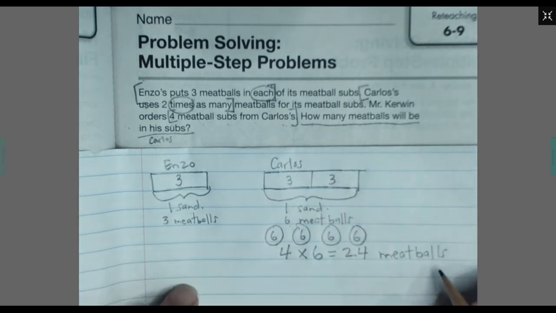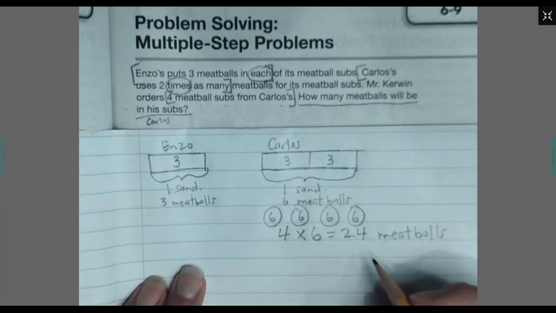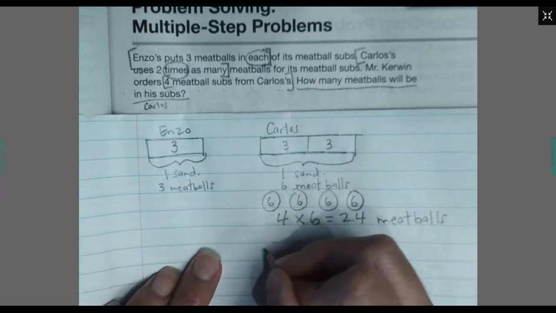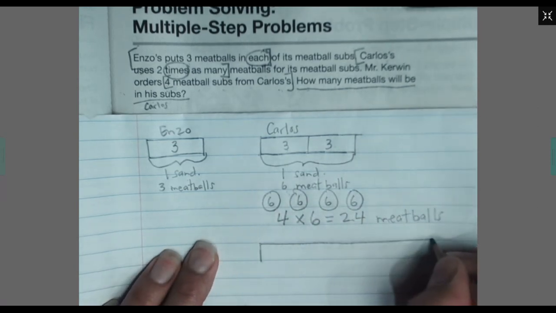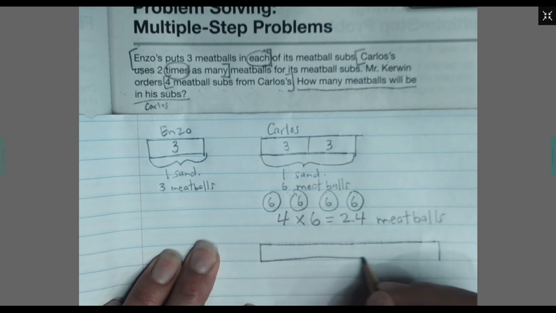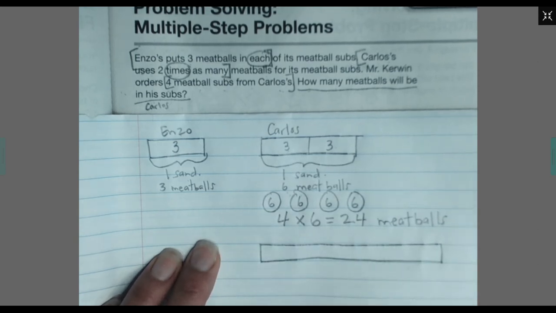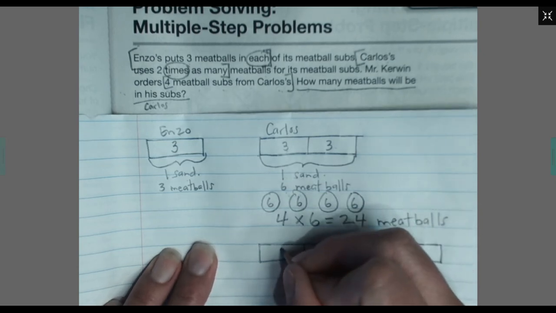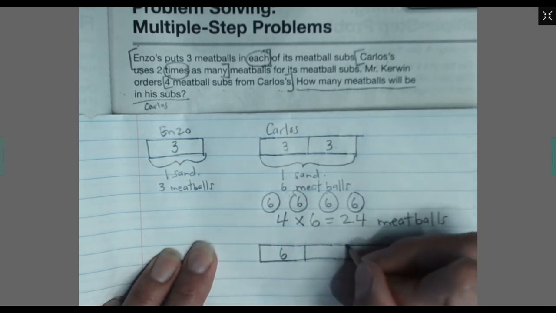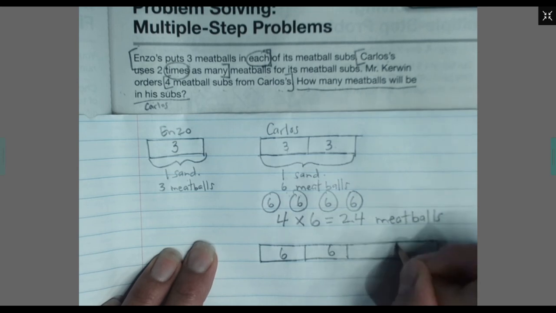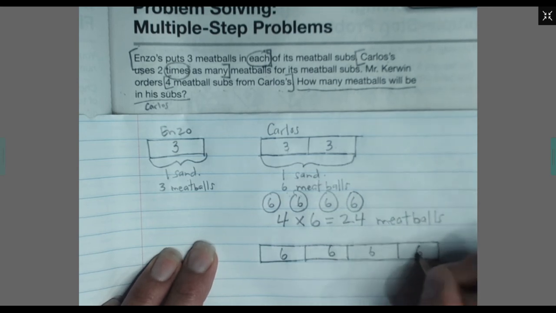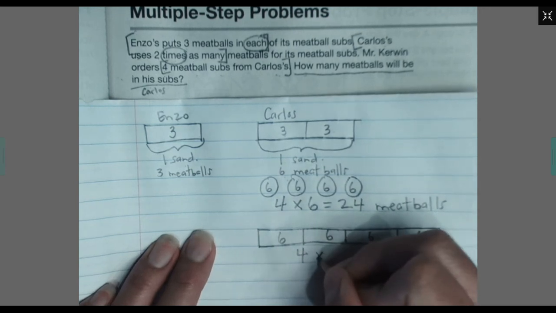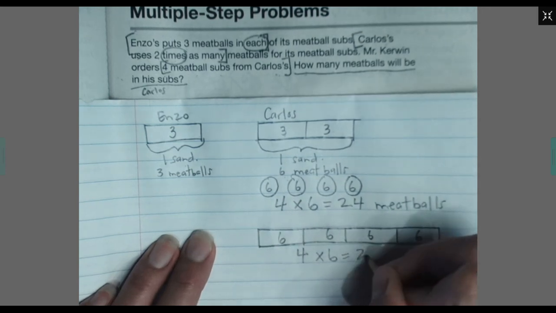And that's one picture, our equal groups. We can also draw it as a tape diagram here. So it's a tape diagram, and that's one sandwich that had 6 meatballs. Another one had 6 more. Another one had 6, and his fourth one had 6. Same thing though, we have our 4 groups of 6, which gives us a total of 24 meatballs.